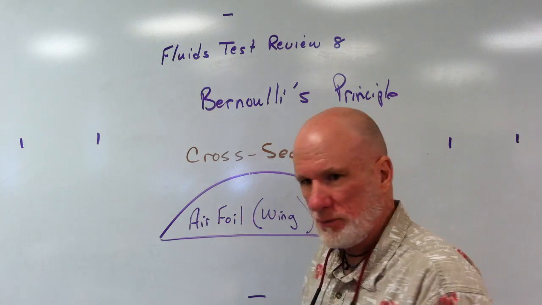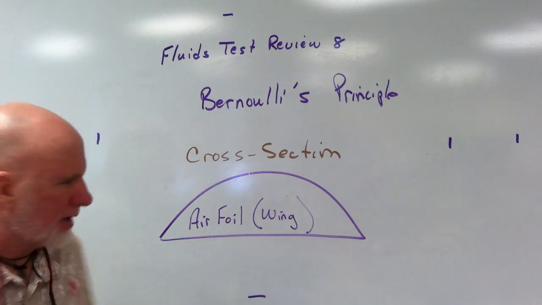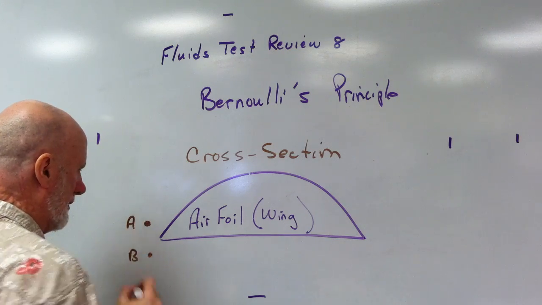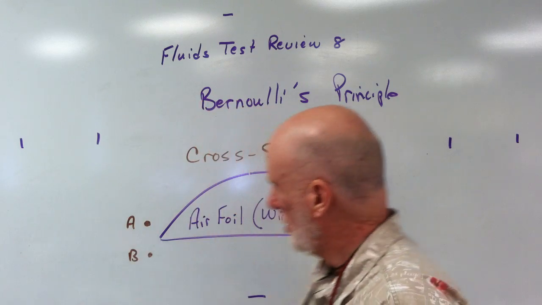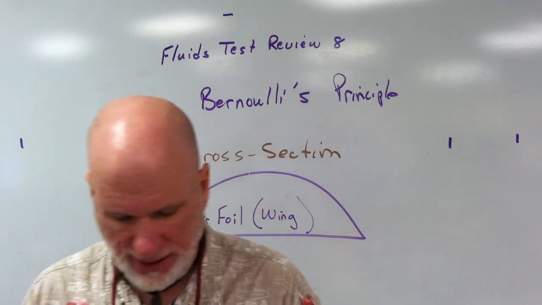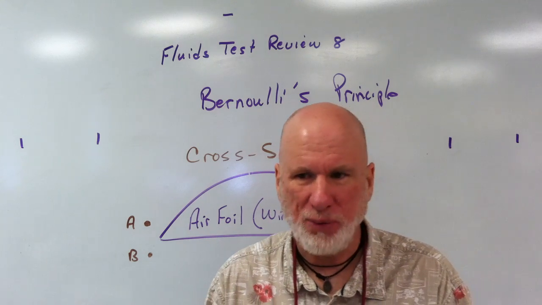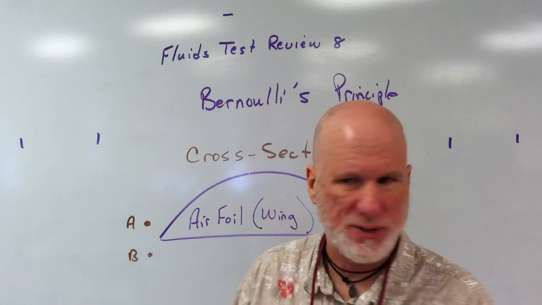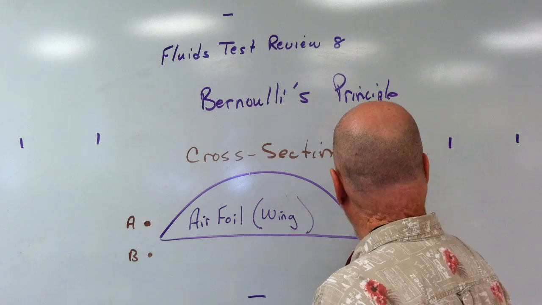Okay, now, there are two molecules. There's molecule A and molecule B. You get that? Now, the wing is going to go through the air. The air isn't moving, the molecules aren't moving, the airplane wing is moving through the air. So the air molecules are going to end up over here.